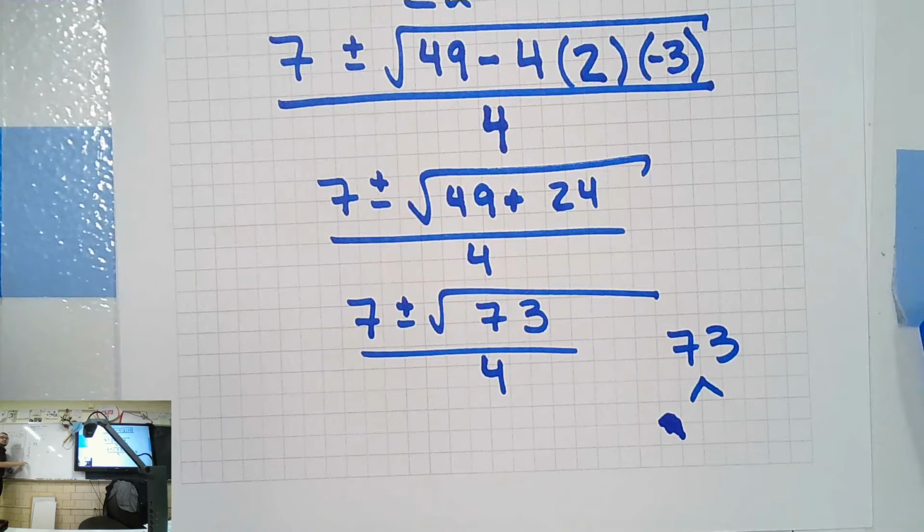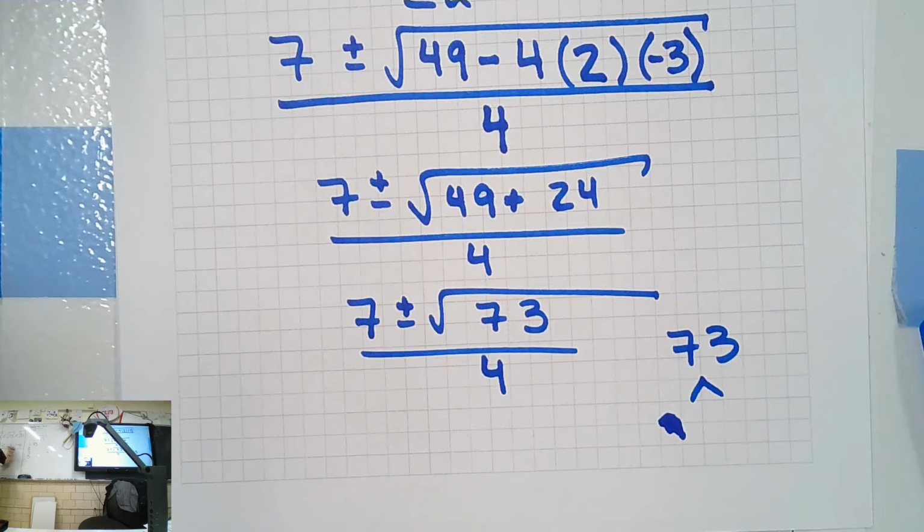What about 7? No, because it goes in 70. What about 8? No, because it goes in 64. Add 8 more, it gets 72, right? I don't have to check 9, 10, 11, 12. I don't check all those. Maybe 8.5, right? It'll be 8 something, not right in the middle. It'll be 8 something. Okay?